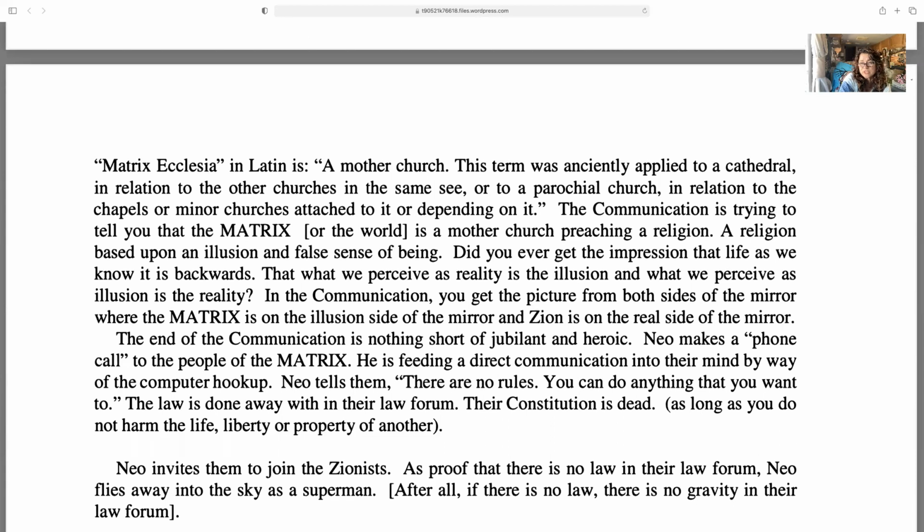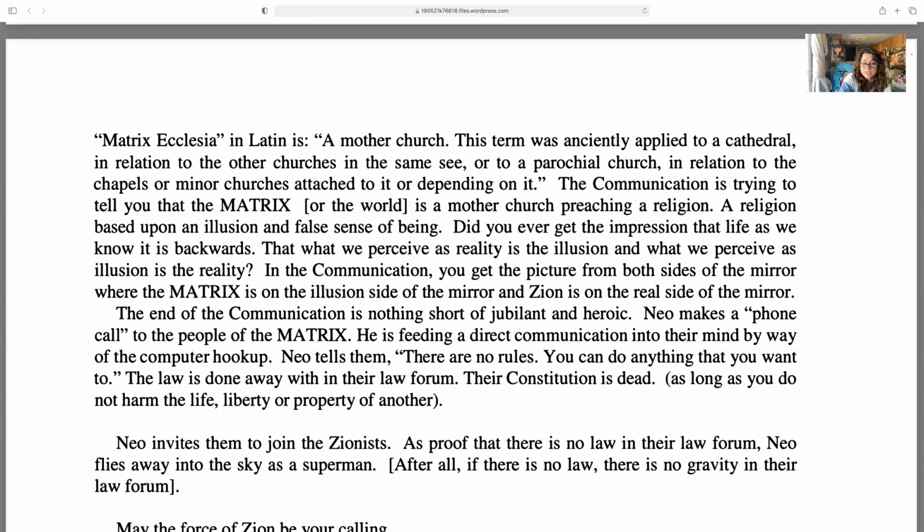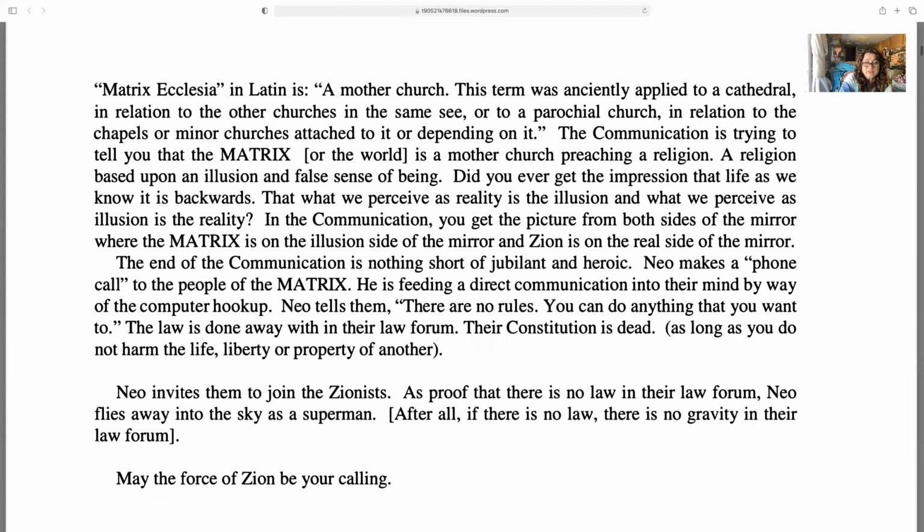Did you ever get the impression that life as we know it is backwards? That what we perceive as reality is the illusion, and what we perceive as illusion is the reality? In the communication, you get the picture from both sides of the mirror, where the matrix is on the illusion side of the mirror, and Zion is on the real side of the mirror. The end of the communication is nothing short of jubilant and heroic.